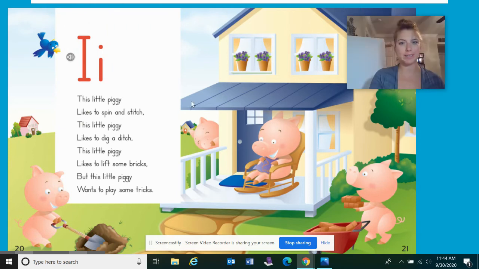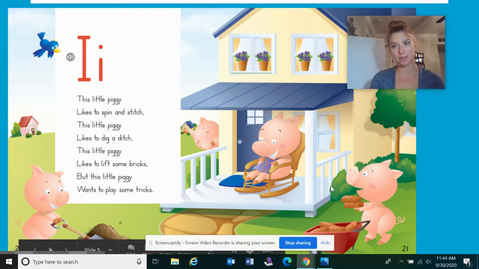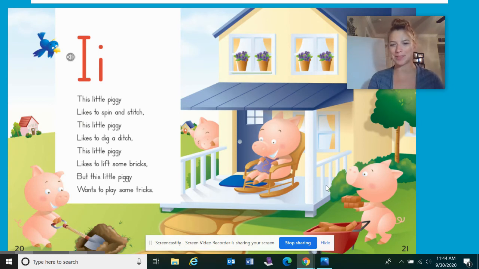This is going to be a story about the letter I. Before I read the story, what do you see in the picture? Very good. Yes, there is a house, there is a pig, and there are 3 little pigs. I wonder what the story is about. Let's read to find out. Remember, the name of this letter is the capital I and the lowercase I.